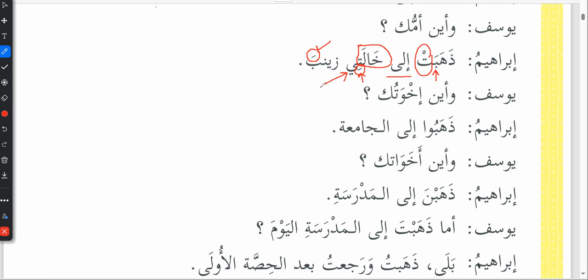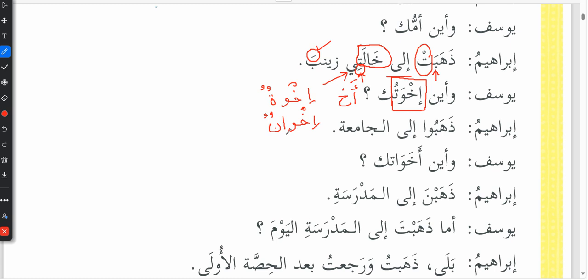Yusuf: wa aina ikhwatuka. Ikhwa. So this is not akhawat. Akhawat spelling is different, and ikhwa is the plural for akh. So there are two plurals of akh. One is ikhwatun and the other one is ikhwan. So ikhwa also means brothers and ikhwan also means brothers.